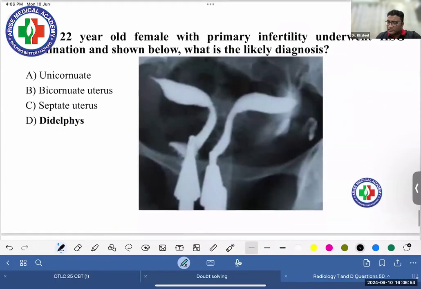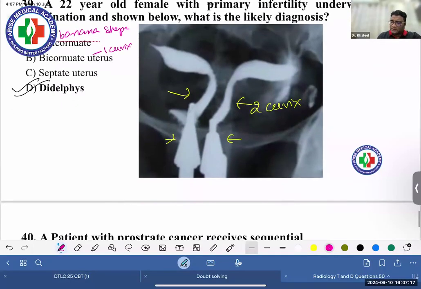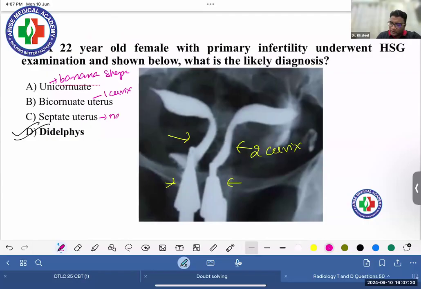This is two separate cervix. When you have two separate cervix, two separate catheters that you are seeing, this is didelphys. Okay. Bicornuate will have only one cervix. Unicornuate is banana shaped. And septate will have a narrow intercornual angle. Narrow angle. Bicornuate will have a wide angle. You know this. So because there are two cervix, didelphys will have two separate cervix.